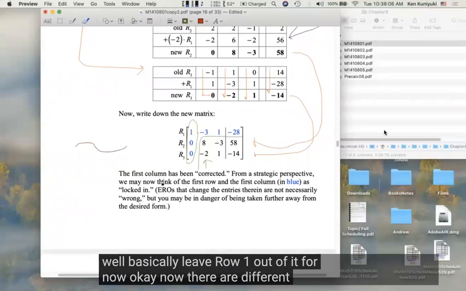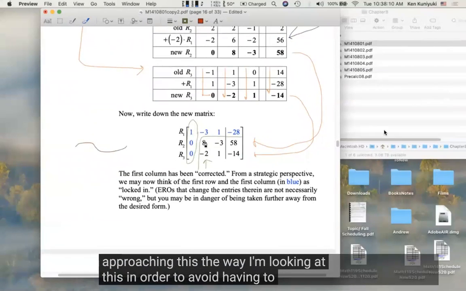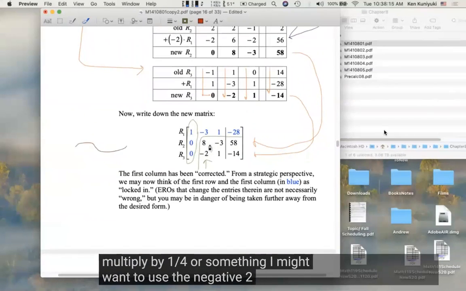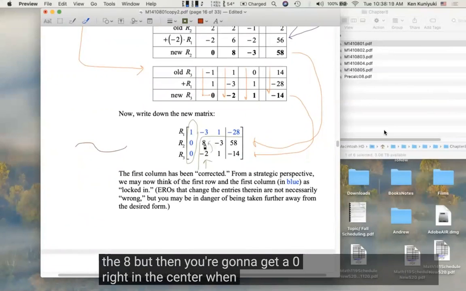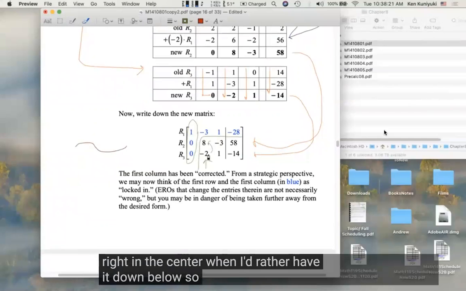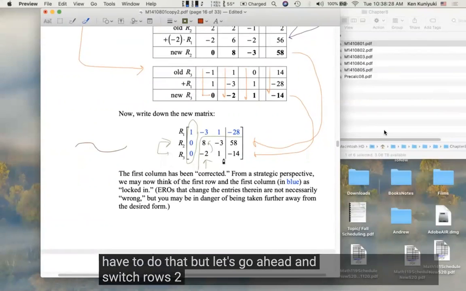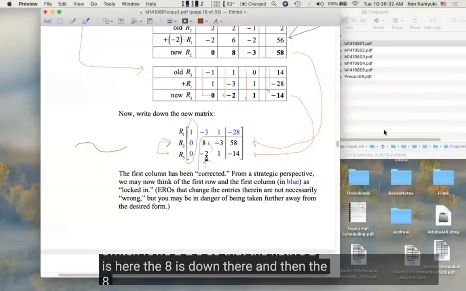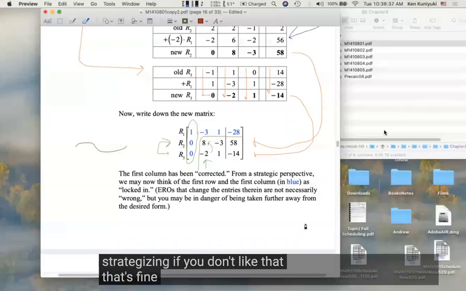Now, there are different ways of approaching this. The way I'm looking at this, in order to avoid having to multiply by 1/4 or something, I might want to use the -2 to knock out the 8, but then you're going to get a 0 right in the center when I'd rather have it down below. So I think I'm going to start by switching rows 2 and 3. You don't have to do that. But let's go ahead and switch rows 2 and 3 so that the -2 is here, the 8 is down there, and then the 8 will eventually become a 0. I'm kind of strategizing. If you don't like that, that's fine.